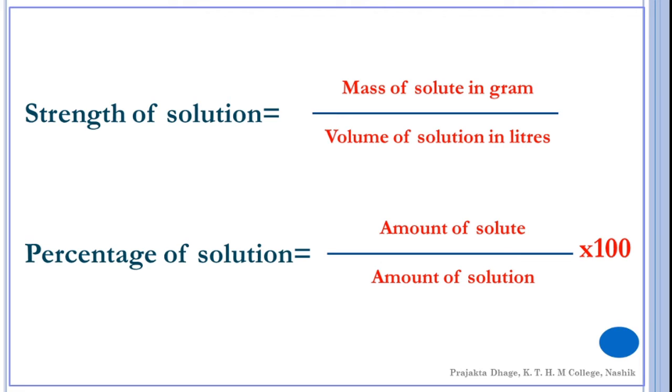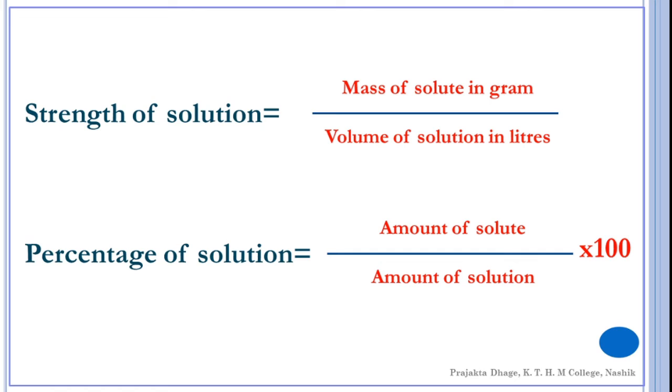And what is volume percentage? Let's take an example. You want a 10% solution of ethanol in water. It means that 10 ml of ethanol is present in 100 ml of the solution. If nothing is mentioned, then percentage means percentage by weight. This was the concept of mass percentage, and another one is volume percentage.